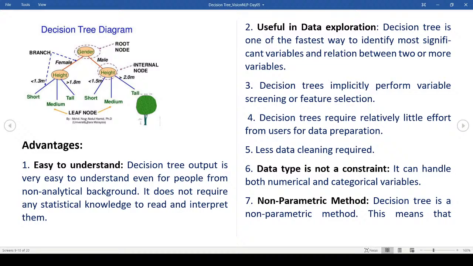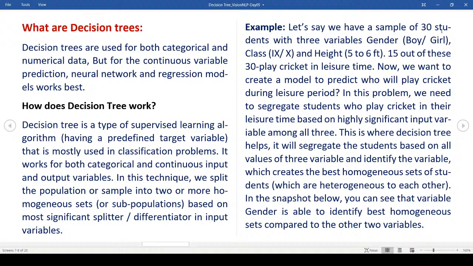So we can take an example here. Let's say we have a sample of 30 students with three different variables. One is boy and girl, one is class 9th and 10th, and their height, 5 to 6 feet. So 15 out of these 30 people play cricket in their leisure time. Now we want to create a model to predict who will play cricket during their leisure time. It can be a mix of boys and girls, right? Out of these 15 people who are playing cricket, they can be studying in class 9th or 10th. Their height will vary between 5 and 6.